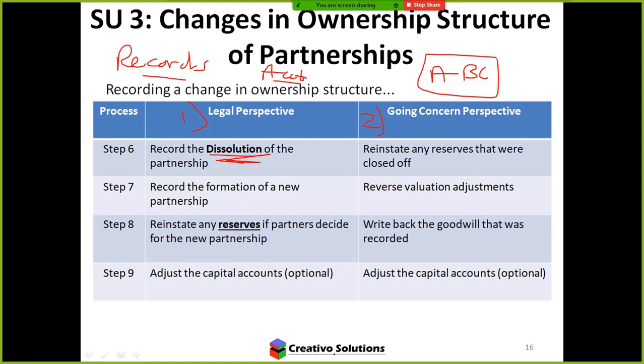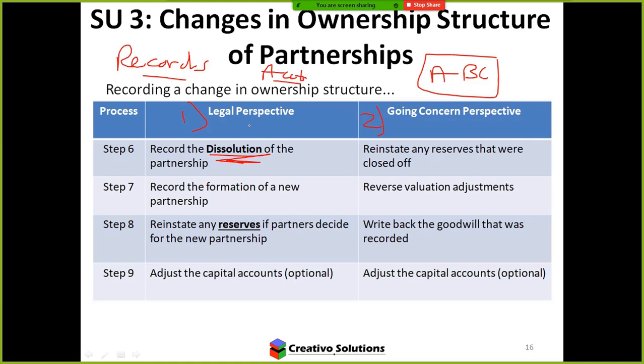Okay. I understand what you're saying. Yeah, so this is just like a method. It's like straight line or diminishing balance. It's a method to approach a change in ownership. That's all it is. Happy? Yes. Awesome. And this you'll see when we go through examples. It's not that difficult.